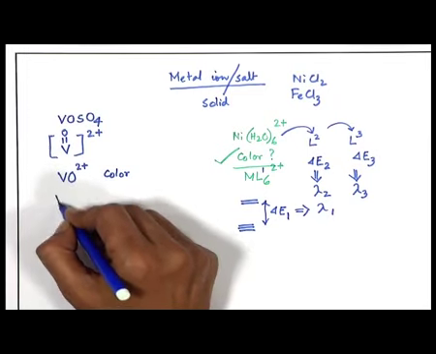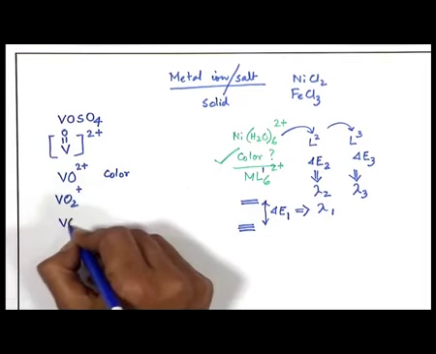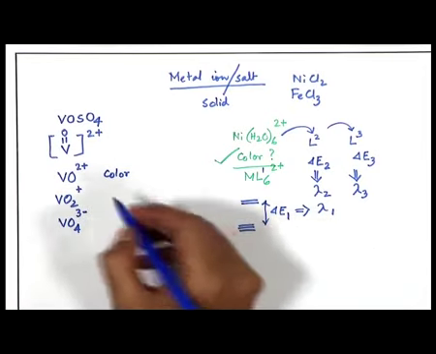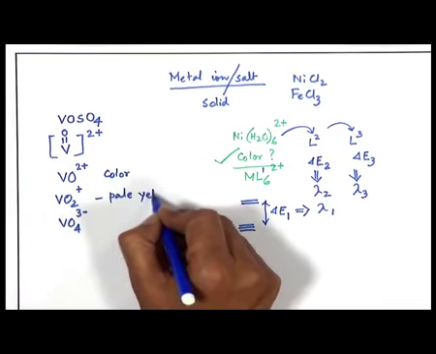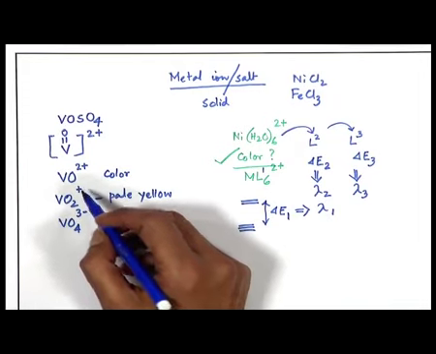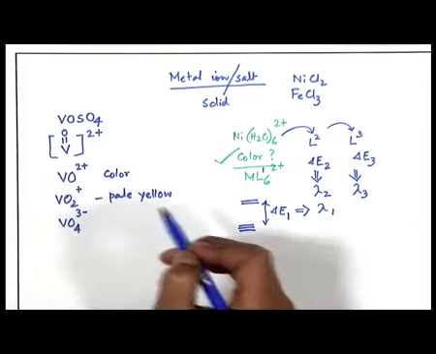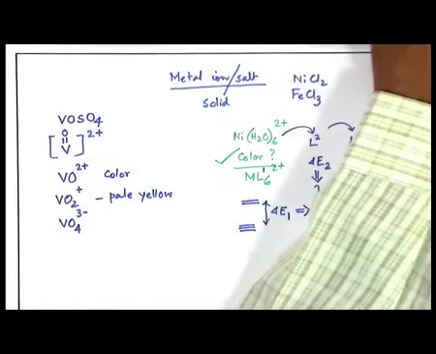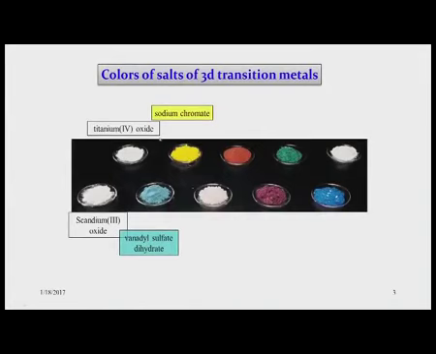So, species like VO2+, which is a vanadium 5 species, and then VO4 3-, which is also another vanadium 5 species, have a very pale yellow coloration. So, knowing these ionic colorations, we can find out whether this particular vanadium ion, the corresponding VO2+ species, is present.